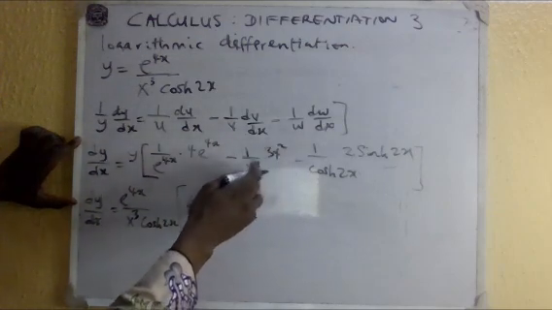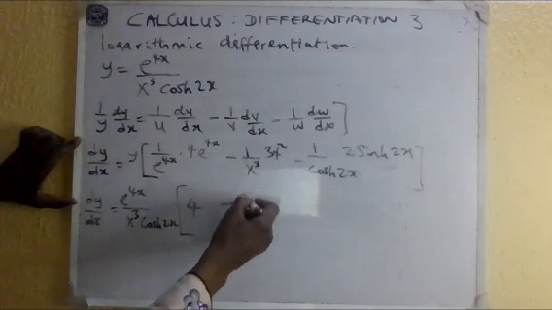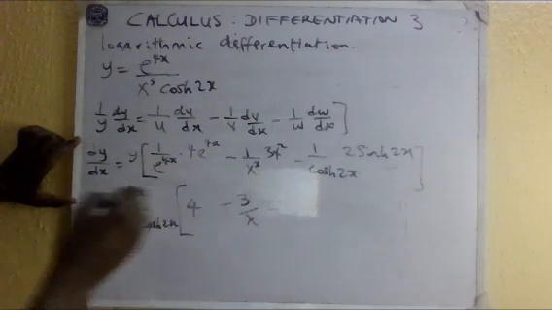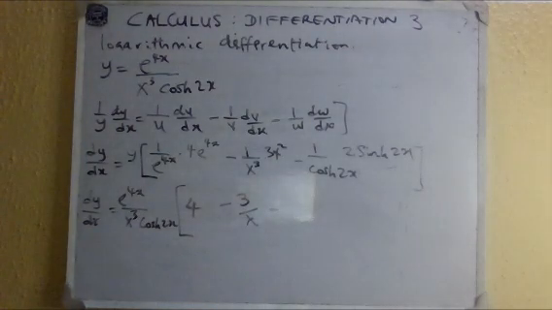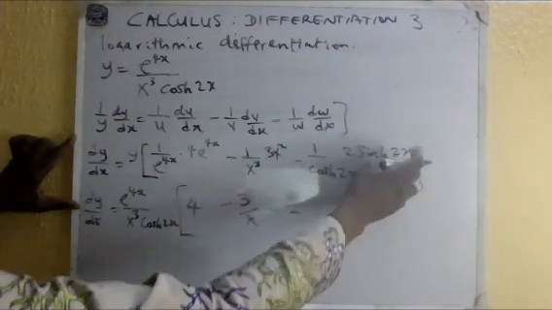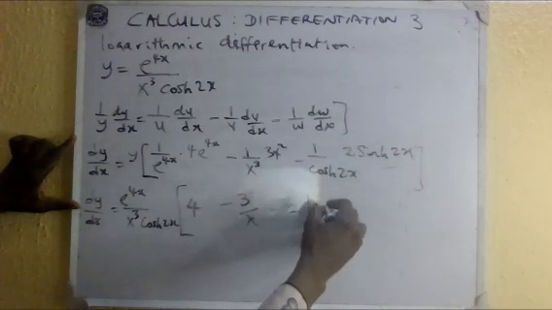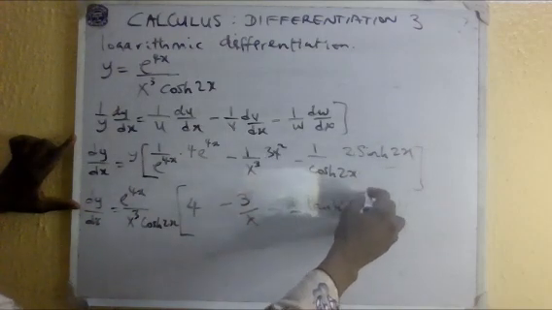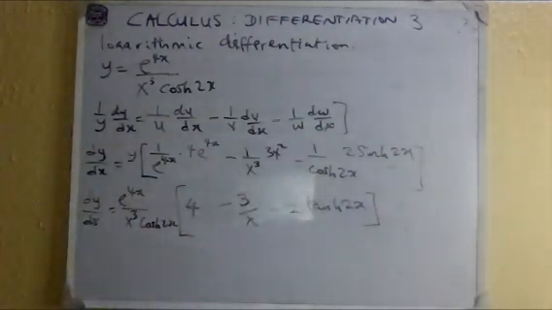This can cancel this. 1x will remain downstairs here, 3 over x. Then minus 2 can come outside. Then I have this, and this will give me tanh 2x, hyperbolic tan 2x. So this is the answer for this one. This is quite simple. If you know the principle involved, you're able to get it.